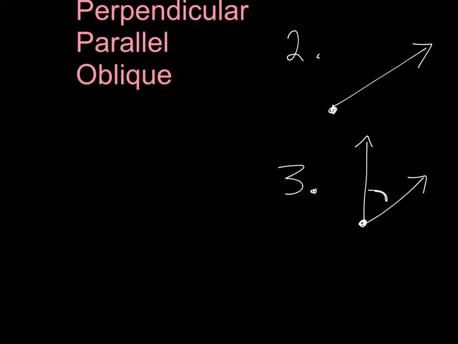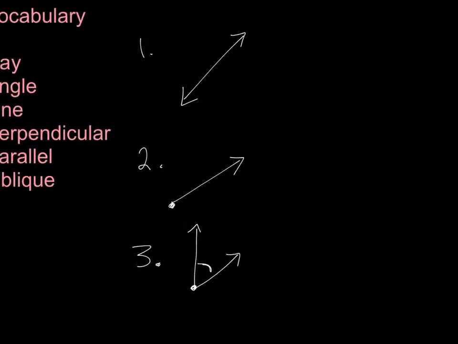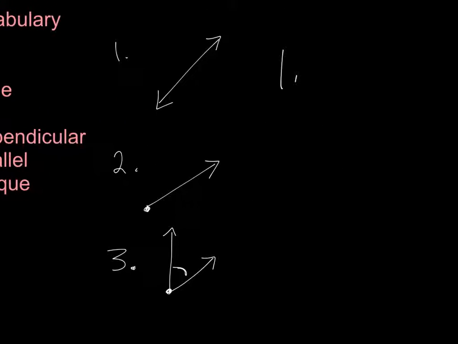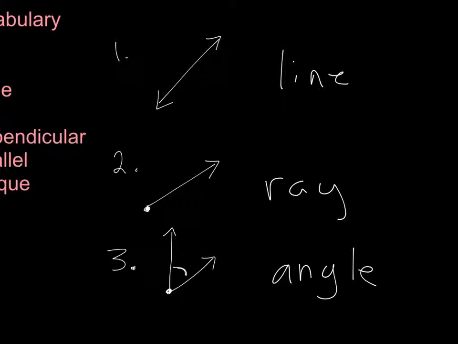Okay, you should have 1, 2, and 3 done. Double check your answers with mine. I would call this a line because it goes on forever in each direction. Number 2 is a ray because it has an endpoint and it goes on forever in one direction. And two rays with one endpoint form an angle.